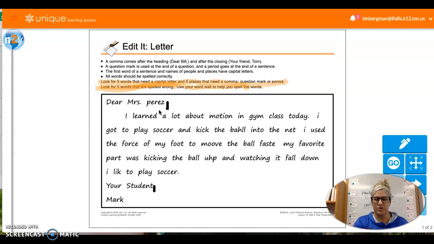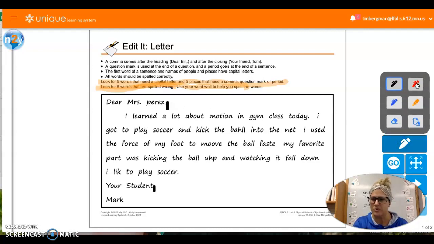Dear Mrs. Perez, what do you notice about this part? There's something that's missing. Yeah, we need a capital letter. So Perez is her last name, so that's a proper noun. So that's going to be capitalized. So you can just write right over the top of this. Dear Mrs. Perez. I'm going to make a capital P, and then over here, I'll also put a tally line. We have 1 capital letter.